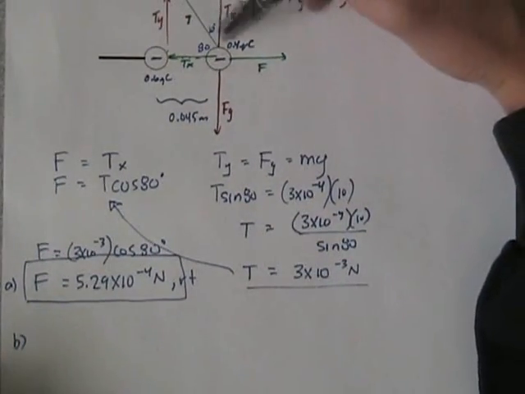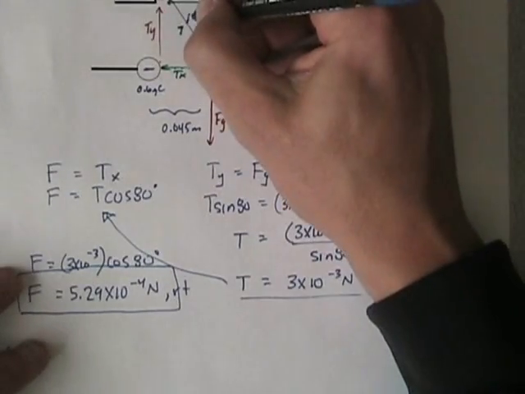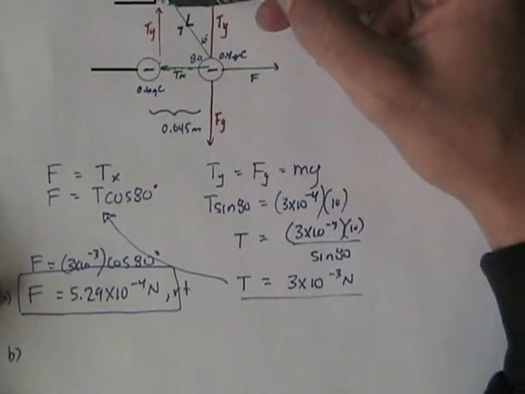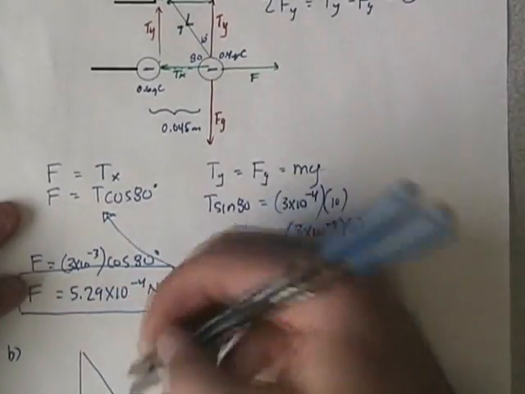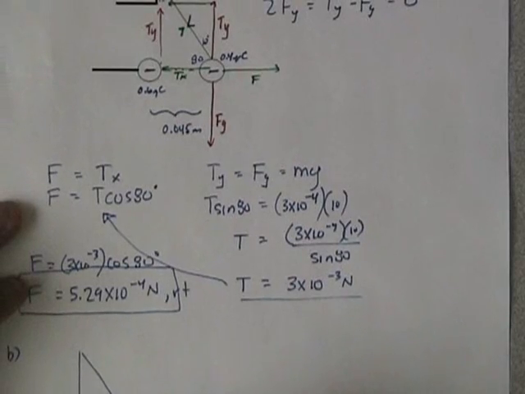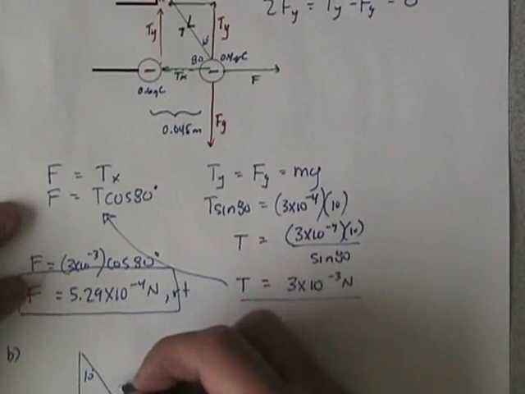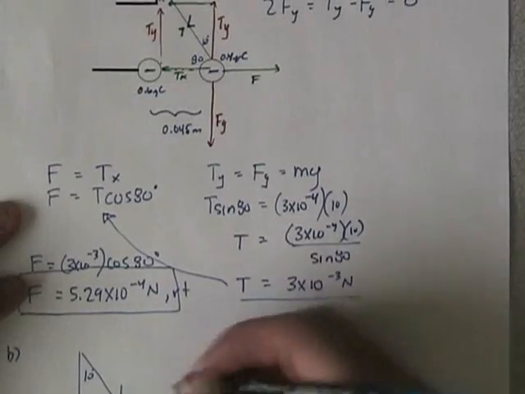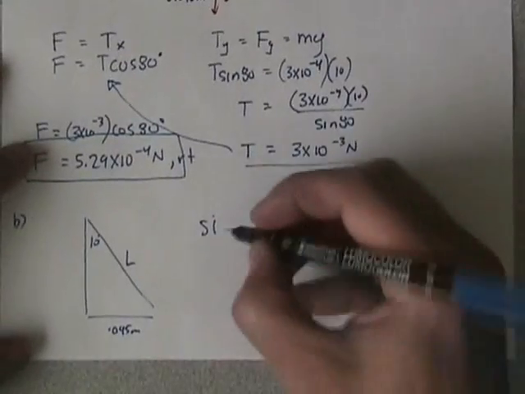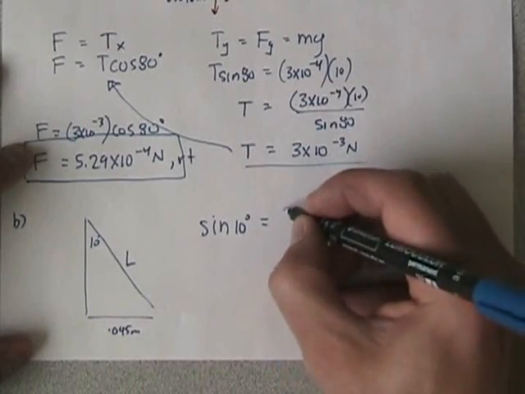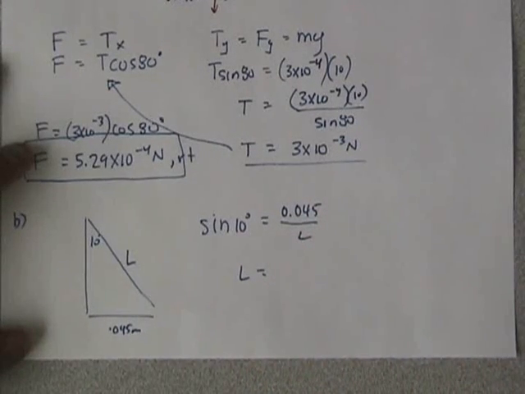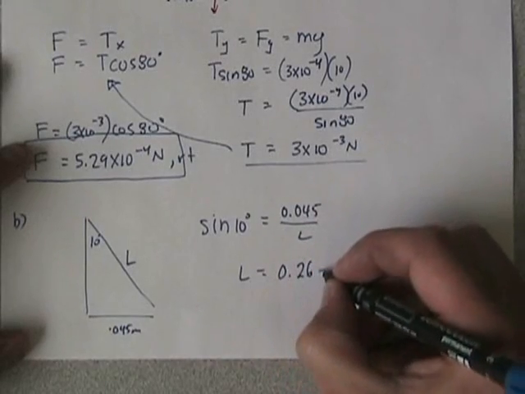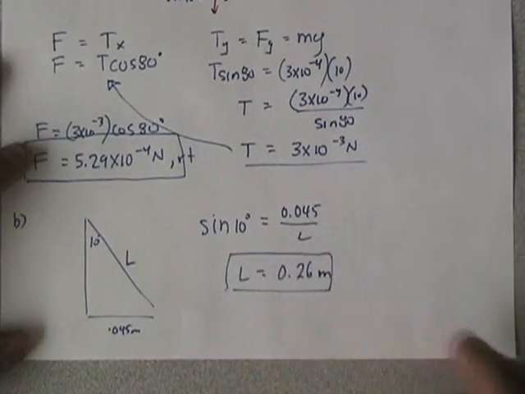Part B is actually much easier. It's the length of the thread. I've already got my triangle figured out here. This is the length I'm dealing with. I've got 10 degrees here. I know that this is 0.045. Here, let me redraw this for you. This is 0.045 of a meter. This is 10 degrees, and I want to know what this is. So that's just sine, opposite over hypotenuse. So a sine of 10 degrees is equal to 0.045 over L, which means your length ends up being 0.045 over sine of 10, which is 0.26 of a meter. There you go.